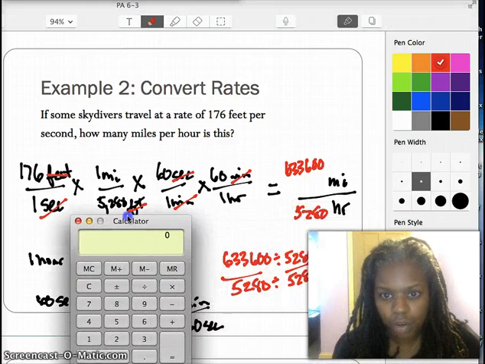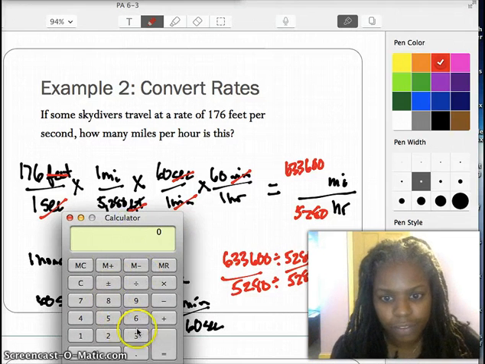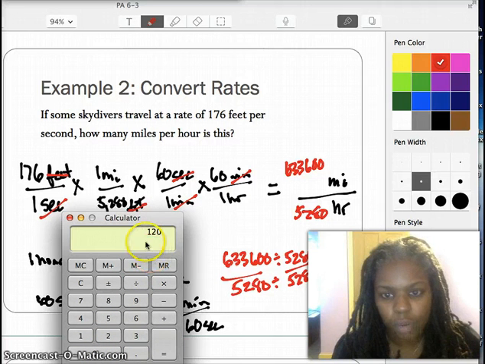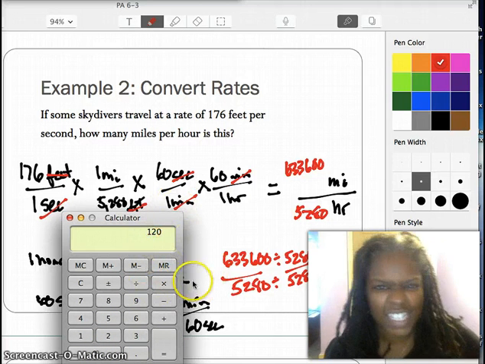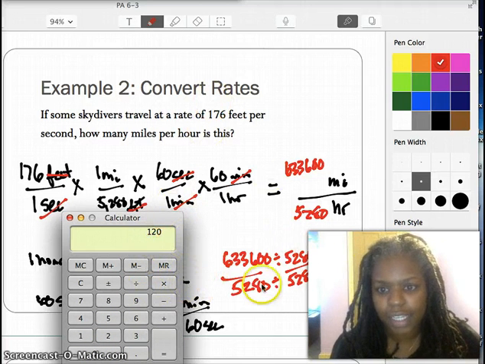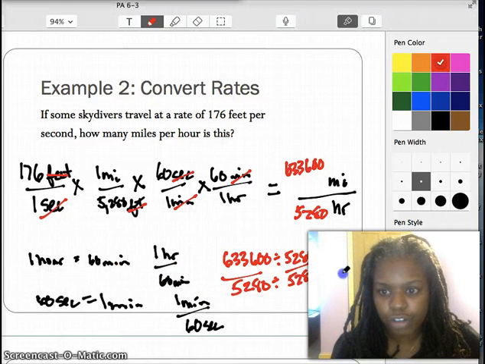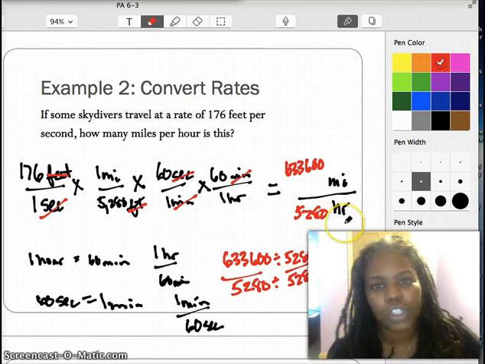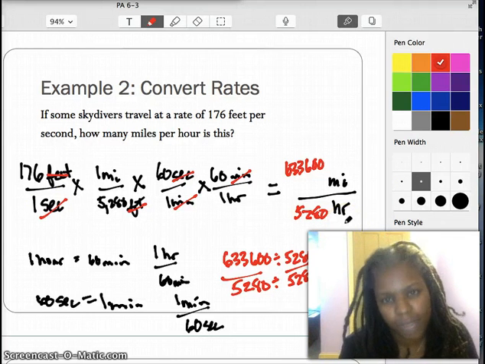Let me slide it over. And so we have 633,600, and we're going to divide that by 5,280. And when I do that, I get 120. Oh, that's kind of a nice number, kind of like when things work out nicely. So we're going to get 120 miles per hour. That's pretty fast, you skydivers. So we did it. I know it looks crazy, I know it looks hard, but it's not too bad.